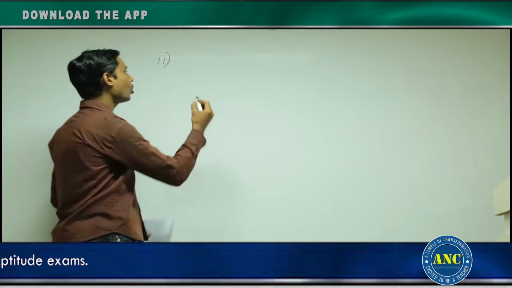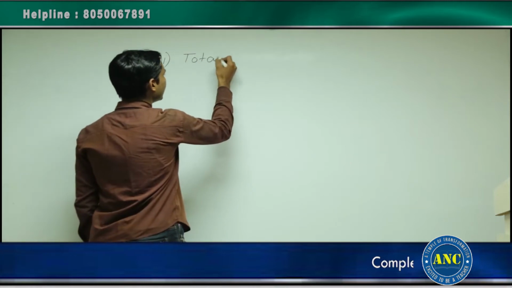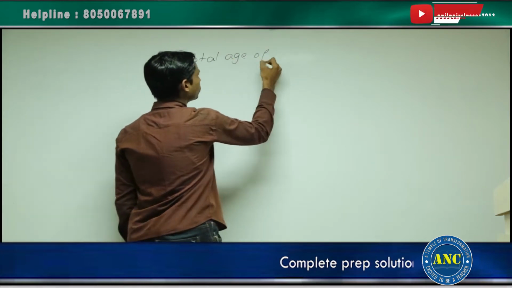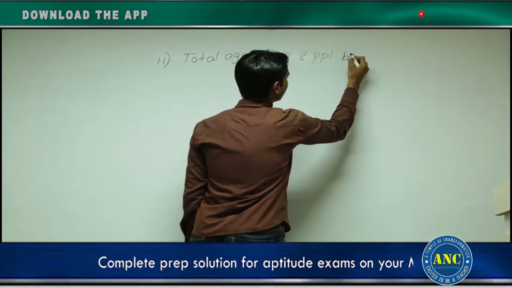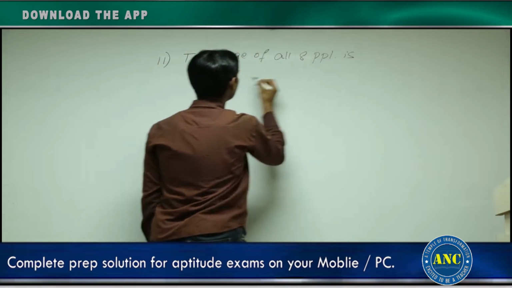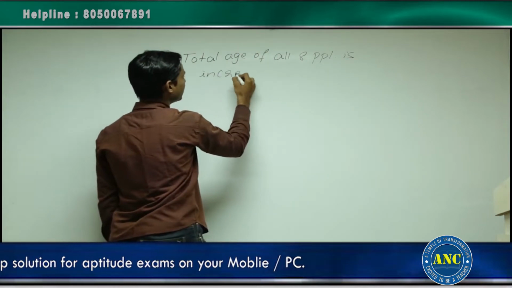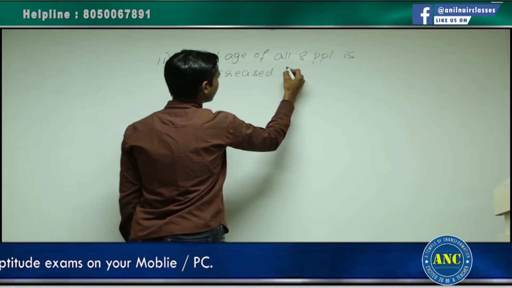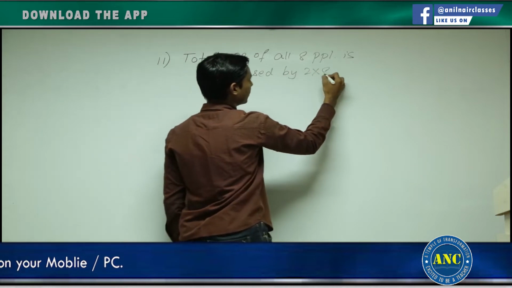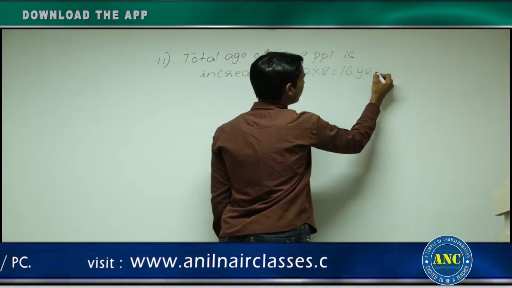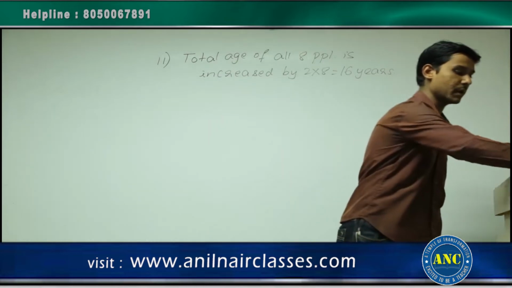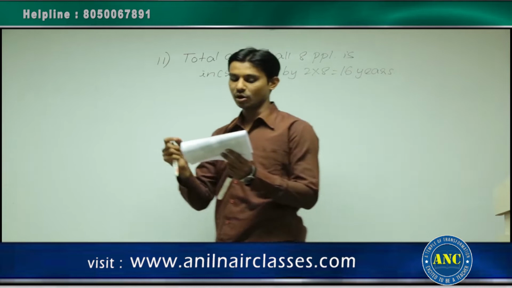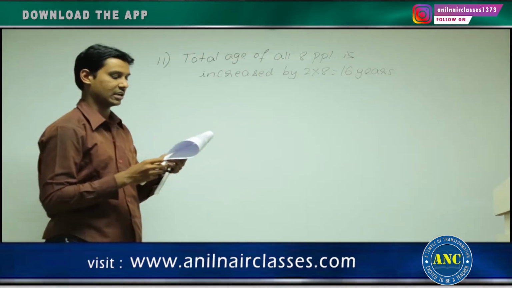That means total age of all 8 people is increased by 2 into 8. Every person's age is increased by 2 into 8 years. That means total age of all 8 people is increased by 16 years. Right? Total age of all 8 people is increased by 16 years. Now see here, total age is increased by 16 years.